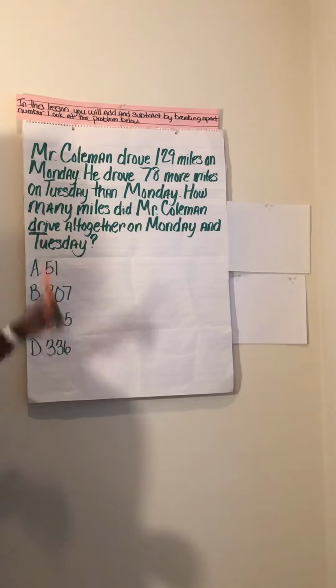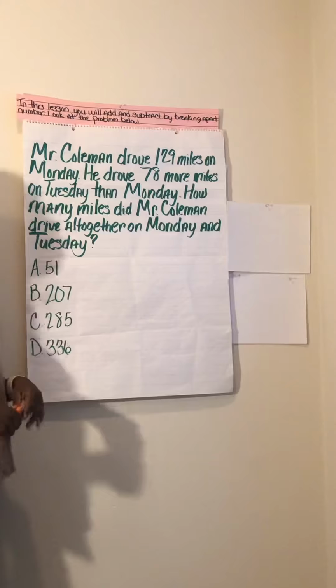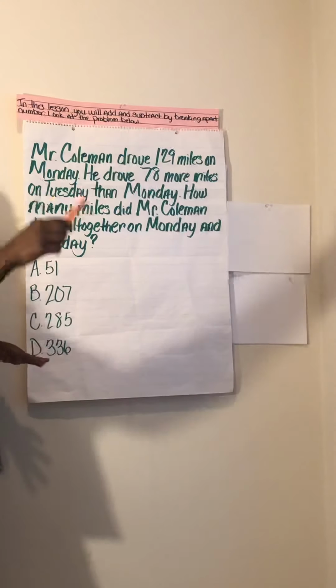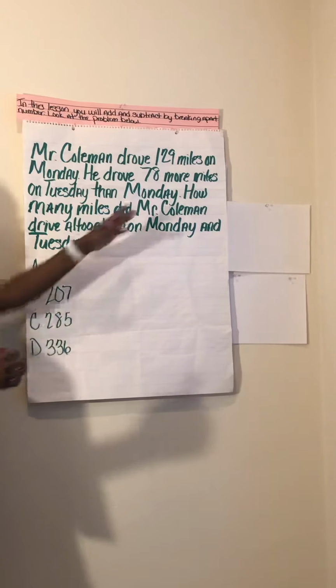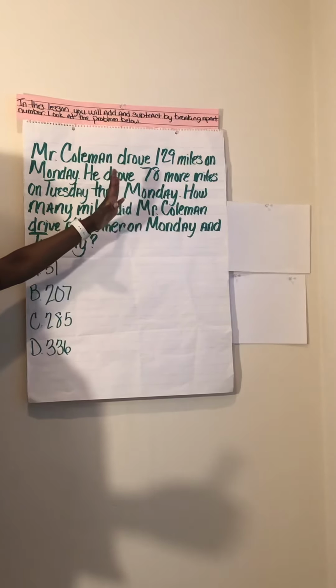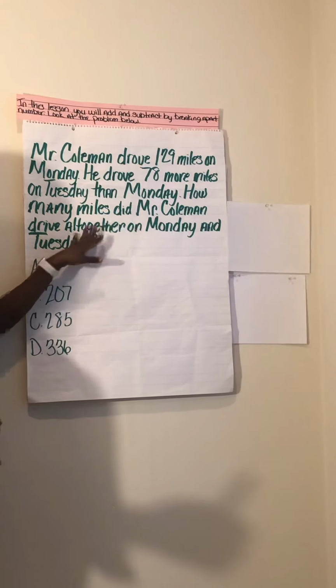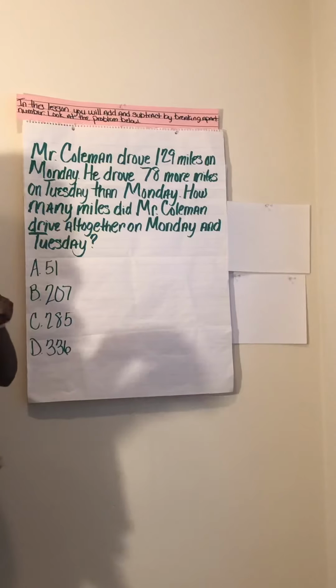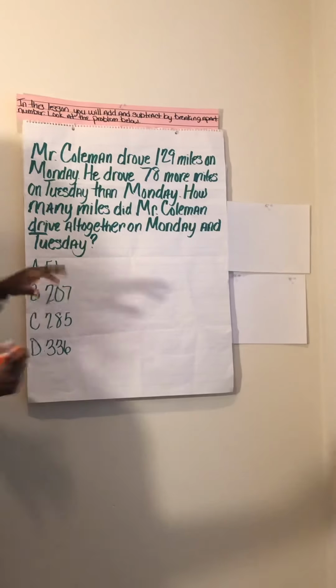Mr. Coleman drove 129 miles on Monday, but he drove further on Tuesday. And he drove 78 more miles than he did on Monday. And then they want us to find out how many he drove altogether on Monday and on Tuesday. Let's go ahead and highlight some information that we read.